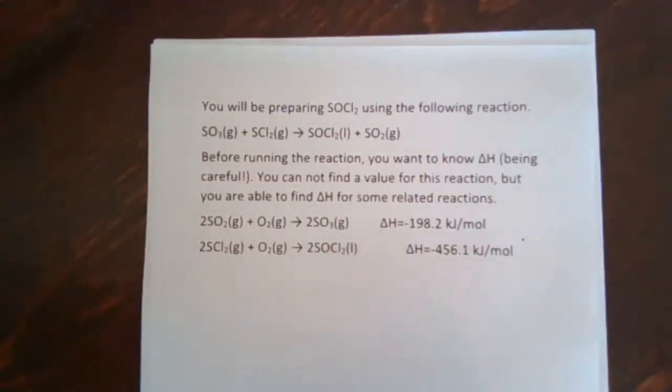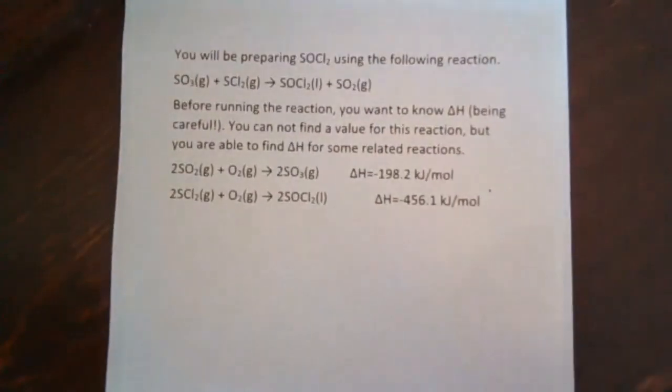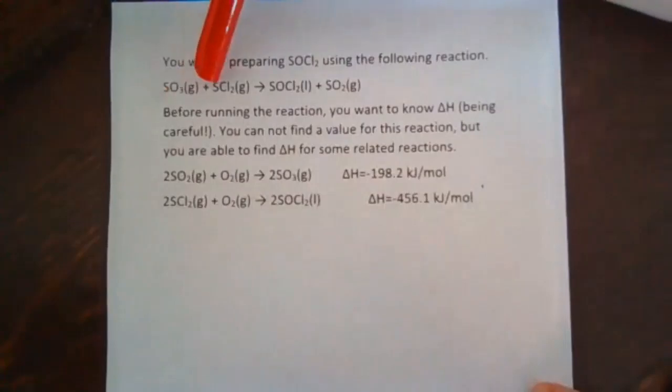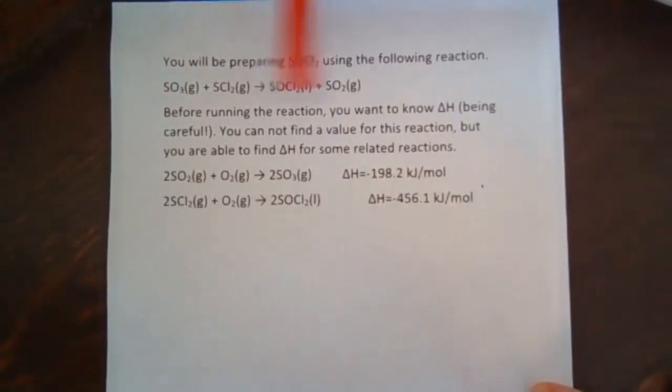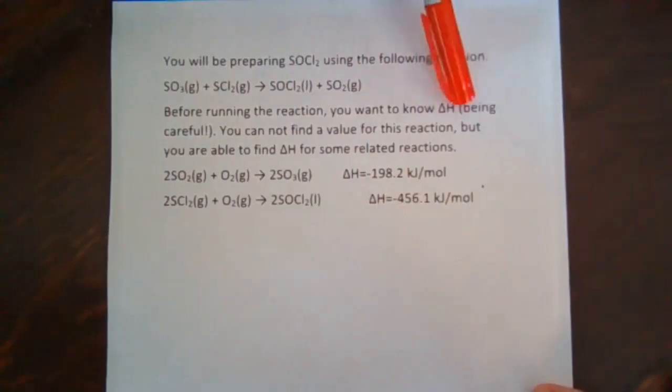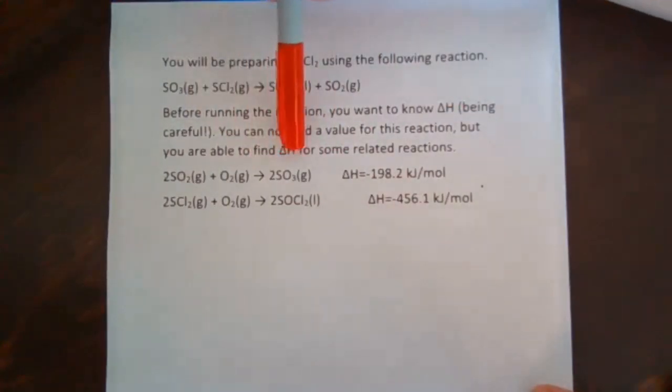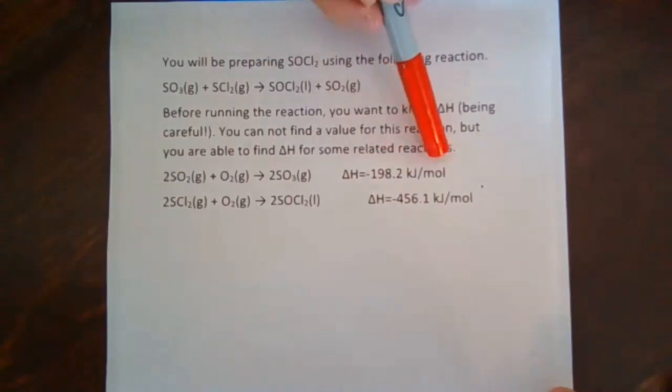All right, so let's do an example where we're going to put all of these Hess's law ideas together. Get about as complicated as you can. You'll be preparing SOCl2 using the following reaction: SO3 gas plus Cl2 gas becomes SOCl2 plus SO2 gas. Before running the reaction, you want to know delta H. You cannot find a value for this reaction, but you were able to find delta H for some related reactions.